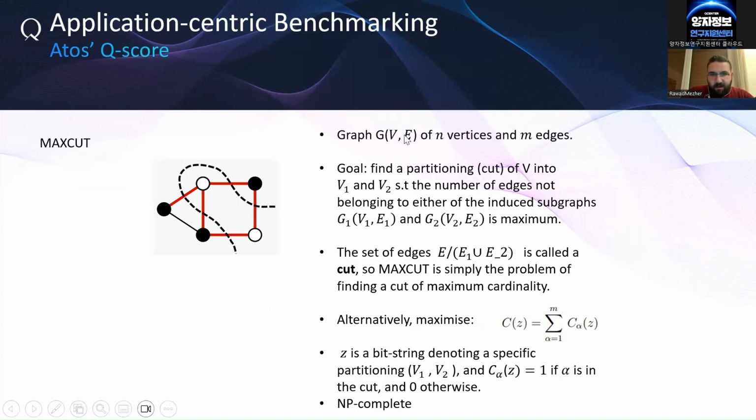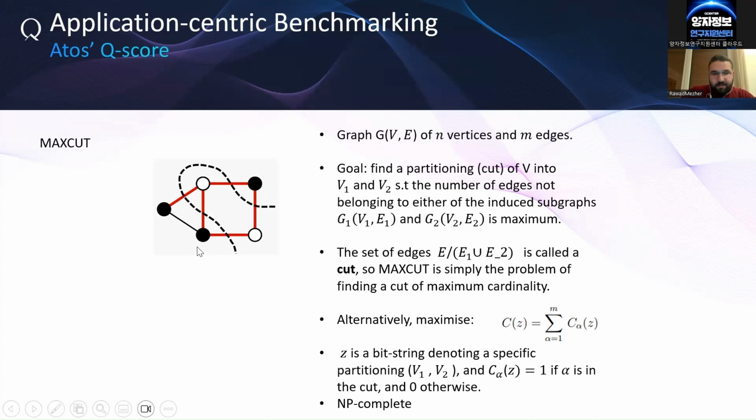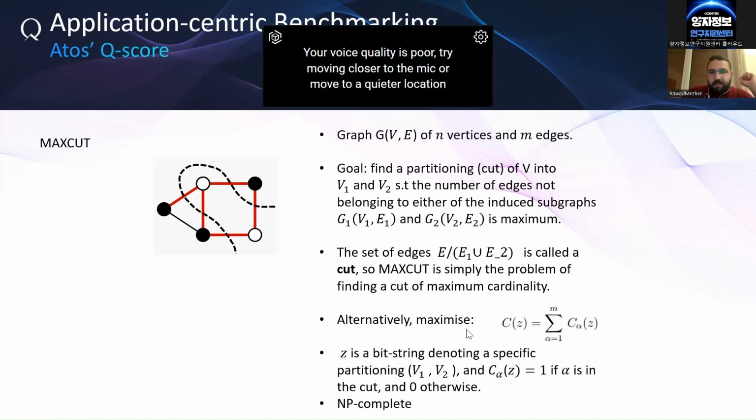So first of all, I begin by defining a graph. So the graph has n vertices and m edges. And the goal is to find a partitioning of the graph, so a division of the vertices into two subsets of vertices. If I do that, then I define the induced subgraph, which are the things in black here. So this is an induced subgraph, and this is an induced subgraph. And all the edges outside the induced subgraph, so these red edges, are what's called the cut. And the goal of max cut is to find a partitioning, so a set of black points, such that the number of red edges is maximum. So this is basically max cut. So the number of edges which are outside the induced subgraph should be maximum.